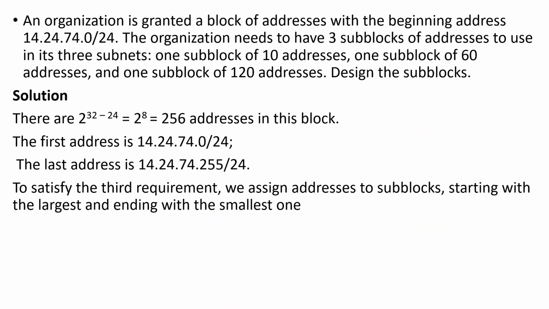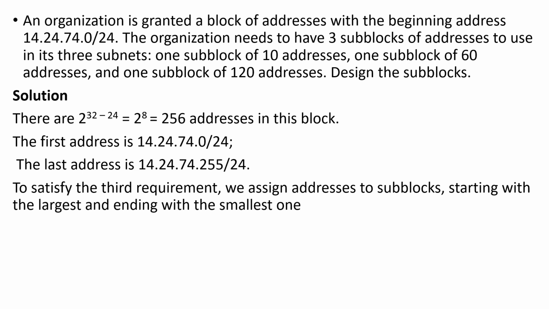This is an example. An organization is granted a block of addresses with the beginning address 14.24.74.0/24. The organization needs 3 sub-blocks of addresses to use in its 3 subnets: one sub-block of 10 addresses, one sub-block of 60 addresses, and one sub-block of 120 addresses. Design the sub-blocks. This is the question. First you have to find capital N, which is equal to 2 to the power 32 minus n. In this case, n is equal to 24. So 2 to the power 32 minus 24 is 2 to the power 8, 256 addresses in this block.